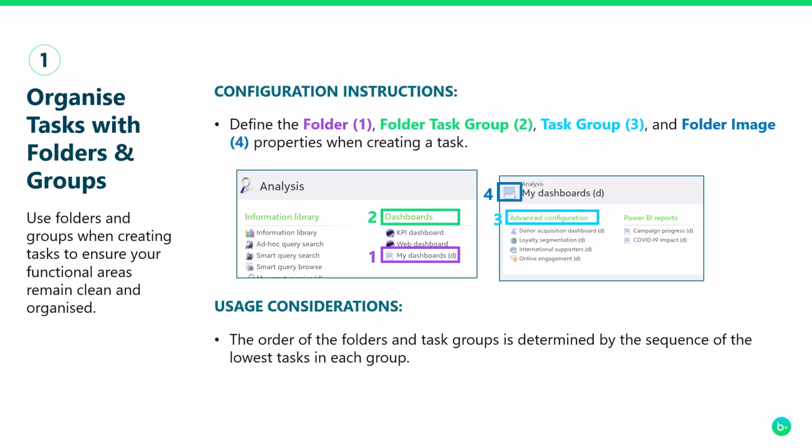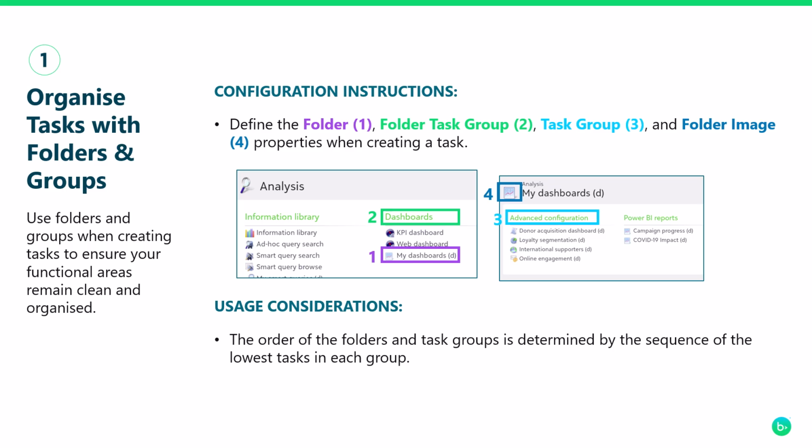If you do want to take advantage of folders, there are going to be 4 things that you need to be mindful of when you're doing the configuration of the task. The first is the folder field, and that is the name of the folder as it will appear on the functional area. So as you can see in the example we looked at, that was My Dashboards. The folder task group is the task group on the functional area where you want that folder to sit. And the task group is a task group within the particular folder. So you can have nested task groups.